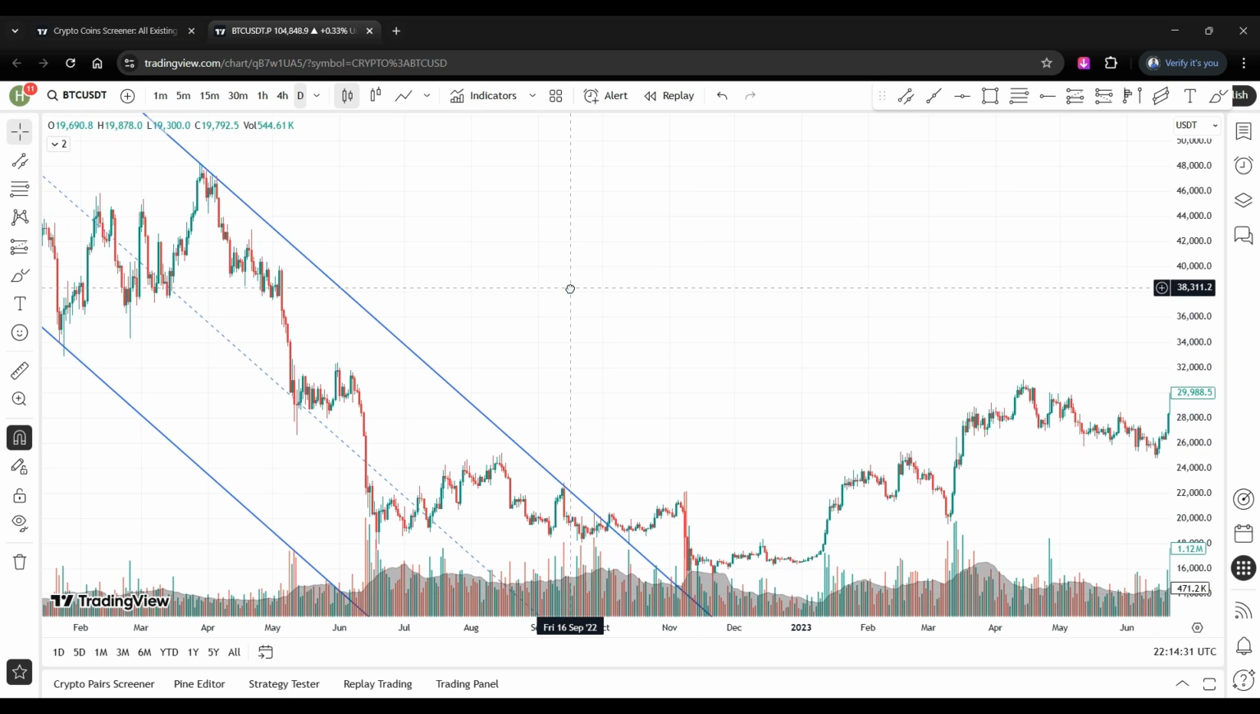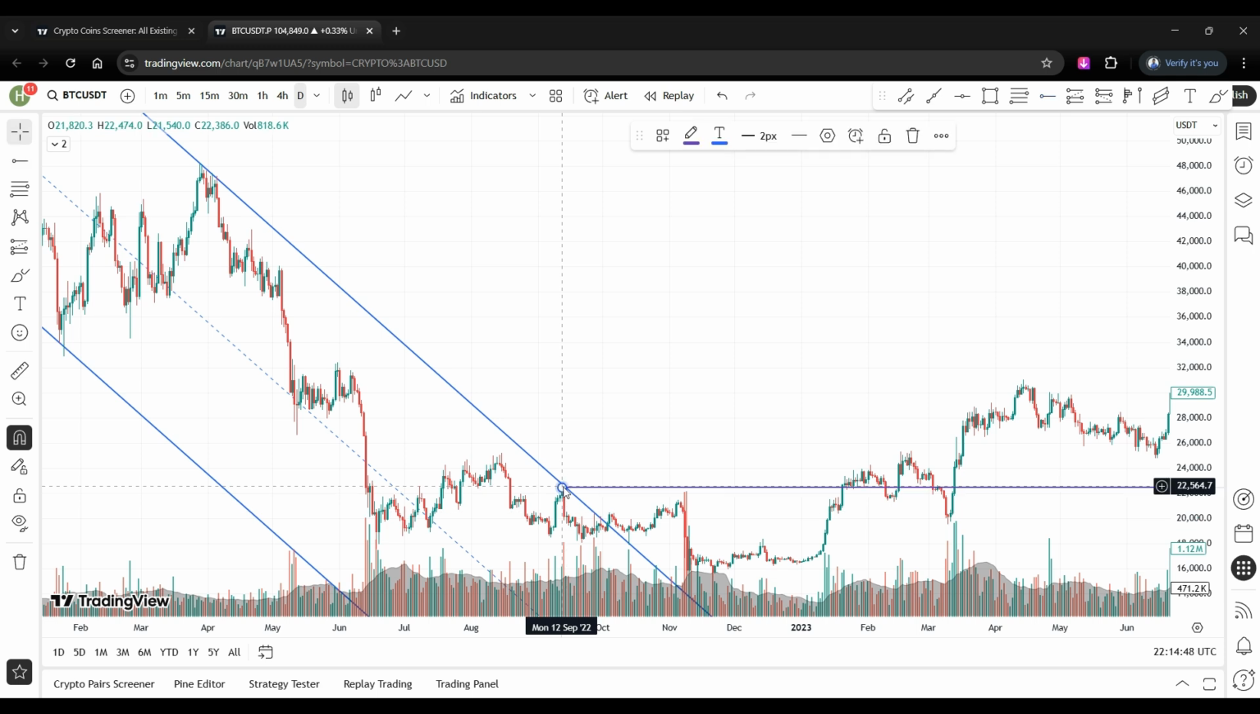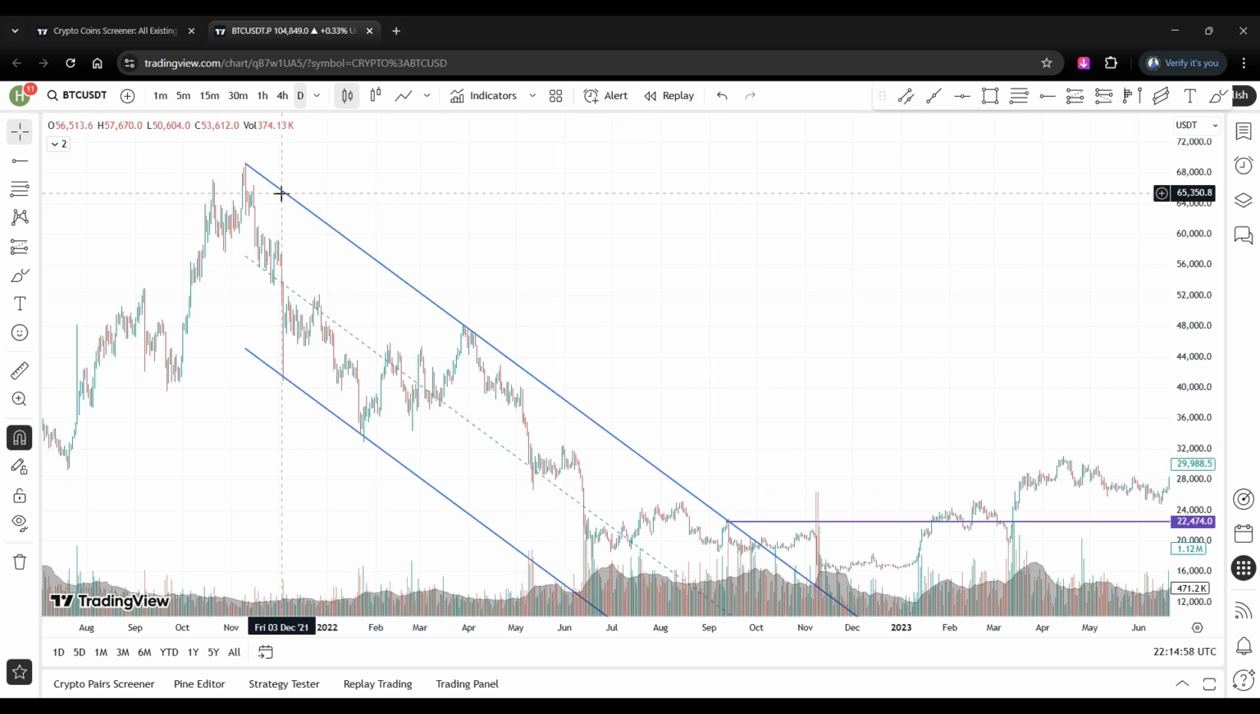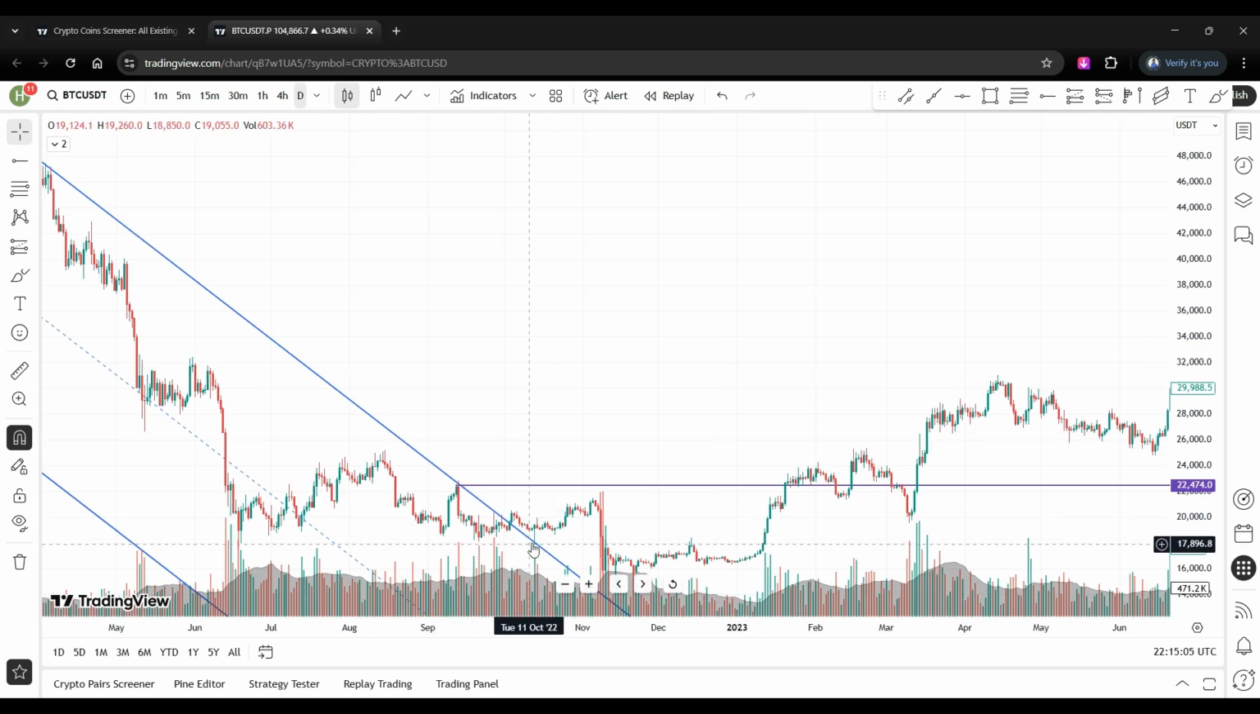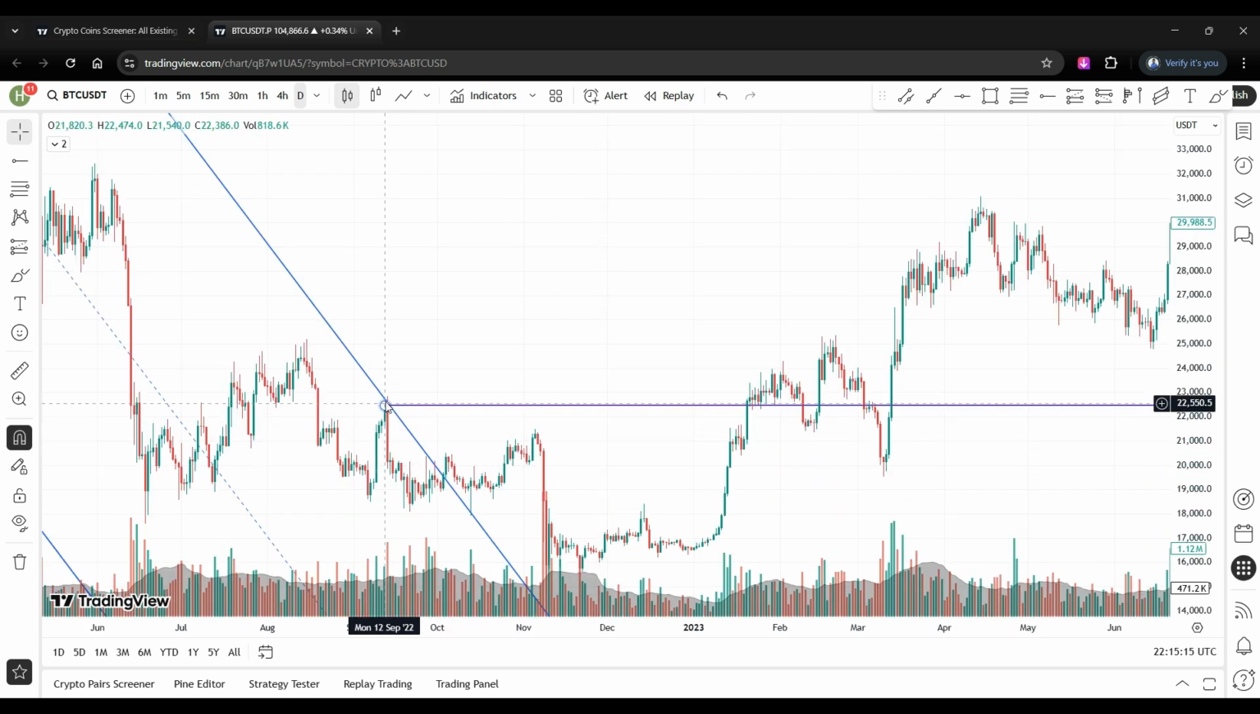So, as I told you, we must wait for a breakout of the most recent trendline touch. So, here it is. This is the most recent trendline touch. First, second, third, and the trendline was not respected anymore. So we must wait for a breakout above this touch.